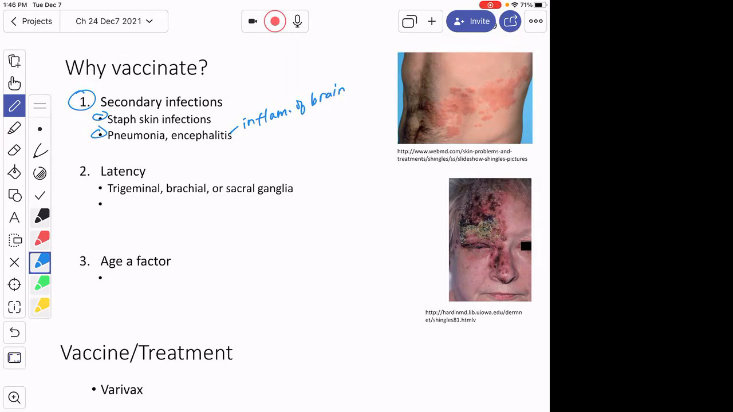I think a stronger argument is that, remember, once somebody is infected with chickenpox, it will go latent. And it can go latent in the trigeminal, brachial, or sacral ganglia. And at some point later in life, if somebody had chickenpox as a child, that can reactivate as shingles. About 1 out of 3 people with chickenpox will get shingles. Usually it's later in life when their immunity maybe starts to wane a little bit.